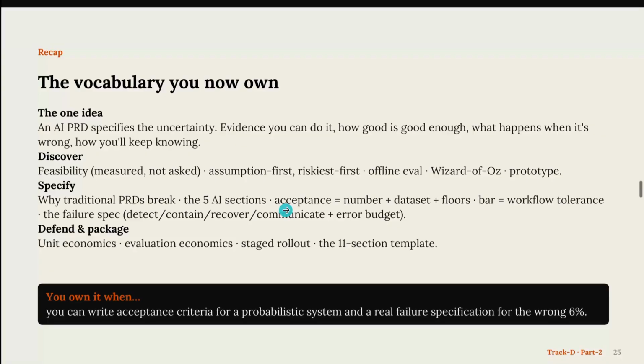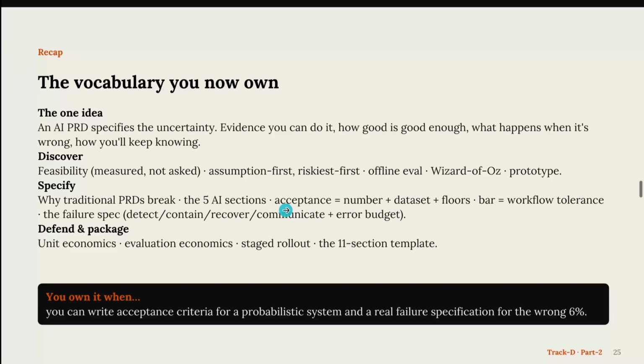Discovery: we said feasibility is not assumed, it needs to be measured. You need to collect the required evidence. You need to list down the assumptions, and the riskiest ones need to be evaluated first. Offline evals are one way of doing it. Wizard of Oz is another way, and a prototype is another way. All this comes down to testing with offline evaluations on the dataset.